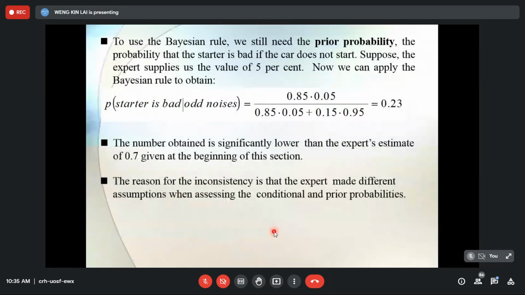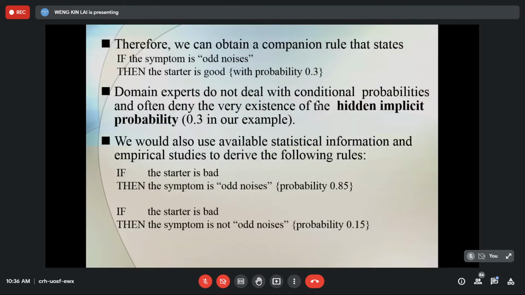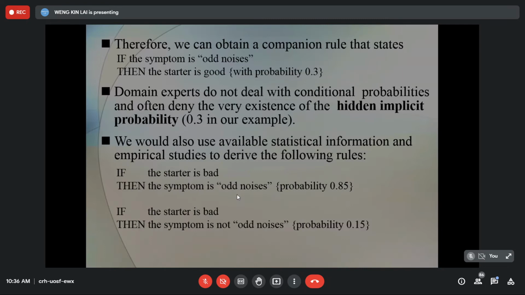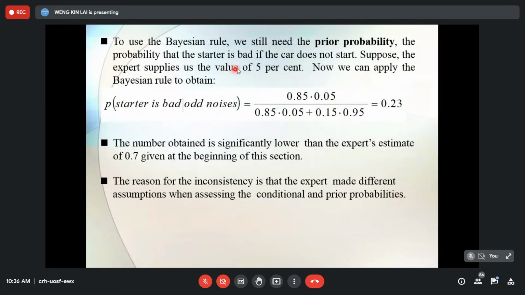So to use the Bayesian rule, we still need the prior probability, which is the probability that the starter is bad if the car does not start. So what are the chances of the starter being bad if the car does not start? We need that. Suppose the domain expert, which is a mechanic, tells you that this value is 5%, 0.05. So therefore, we can now apply this. Remember, this is based on this 0.85: starter is bad, given that it makes strange sounds, odd noises when you start the car. But remember the Bayesian rule. You need the other part, which is your prior probability of the starter being bad if the car does not start. This is where we talk to the expert. What's the value? He or she gives you 5%.